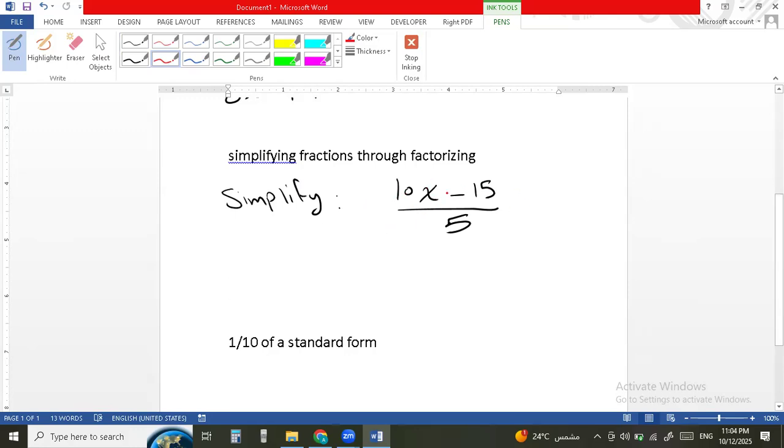What is the number that you can divide both of them by? I can divide both of them by 5. So you just get a 5 outside the brackets. 10x divided by 5 is 2x. Negative 15 divided by 5, negative 3. All is over 5. Now I can simplify. Simplify this with this, and it equals 2x minus 3.